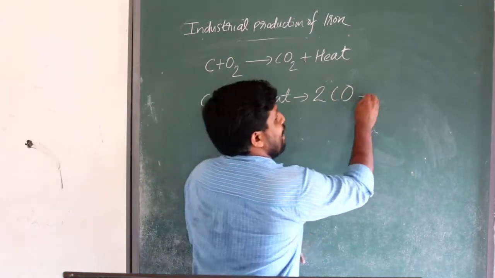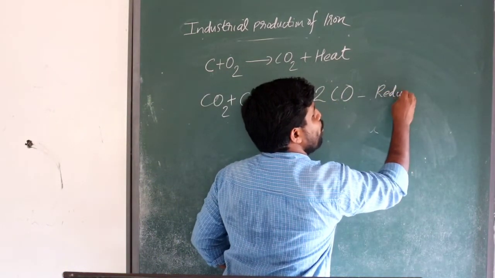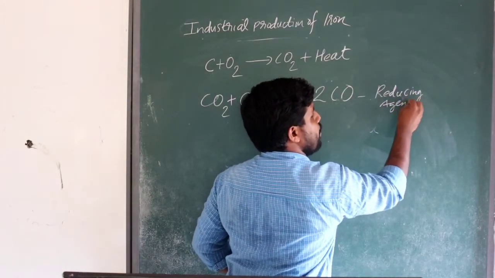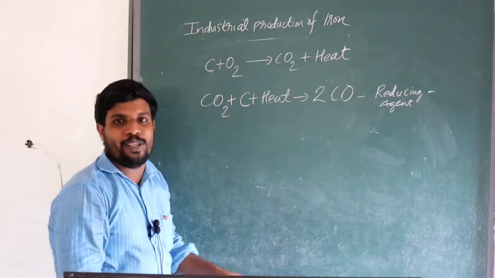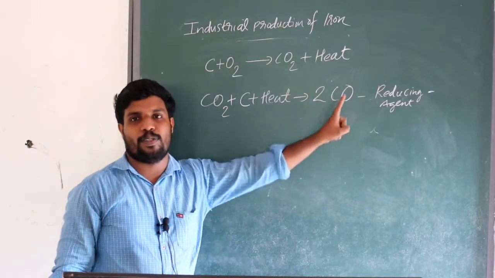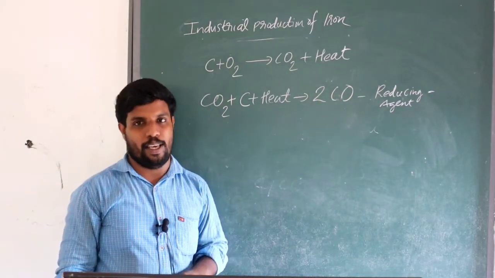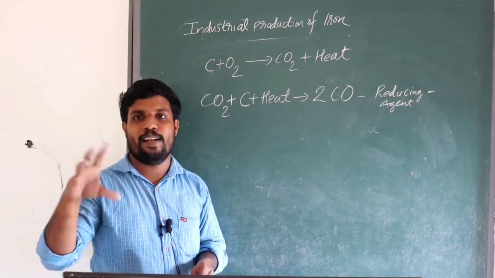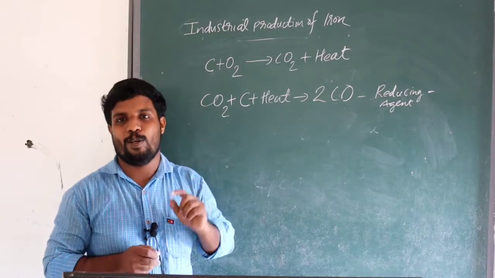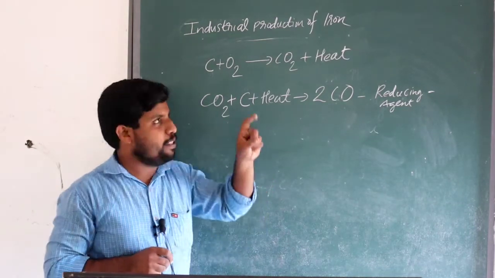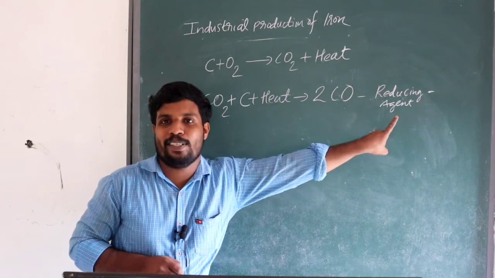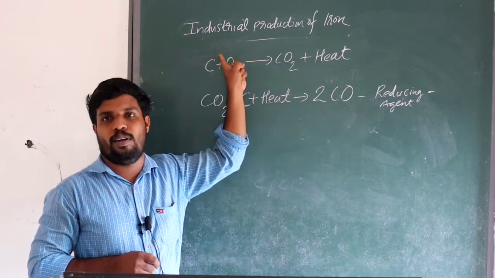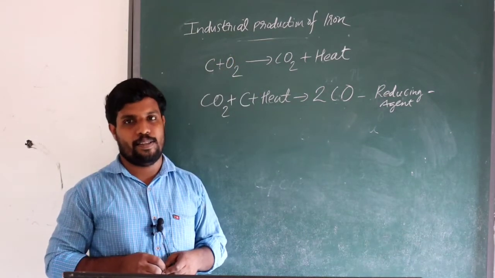This is important: this carbon monoxide is the reducing agent in this process. So why do we add coke into the blast furnace? We add the coke to get the reducing agent. Which is the reducing agent? Is it carbon? No, carbon monoxide is the reducing agent. To get carbon monoxide, we add coke or carbon into the blast furnace.